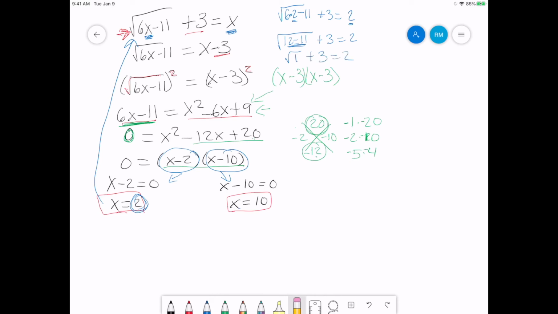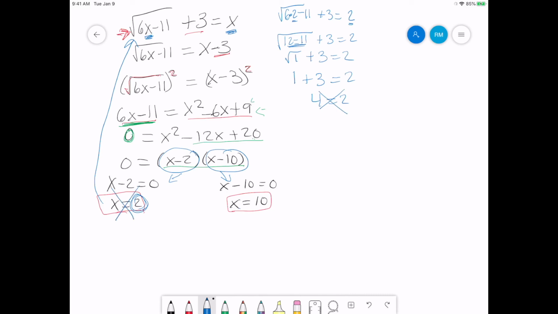I'm going to erase some of this stuff. And the square root of 1 is 1. So now I have 4 equals 2. Does 4 equal 2? No, it does not. So this is not a real solution to this problem.